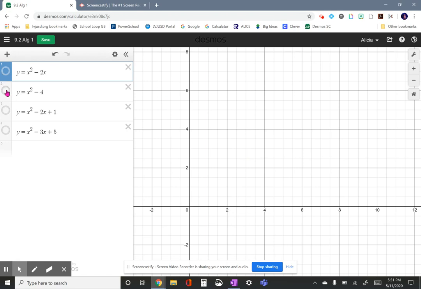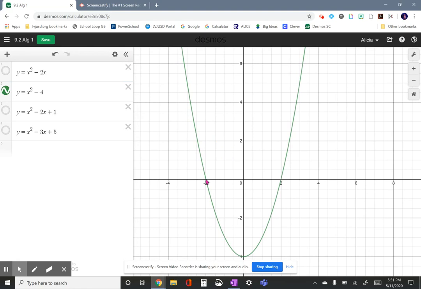Let's check out the next one. This one also has 2 solutions. You can see the x-intercepts here at -2, 0 and 2, 0. So if y is 0, the x values are -2 and 2.